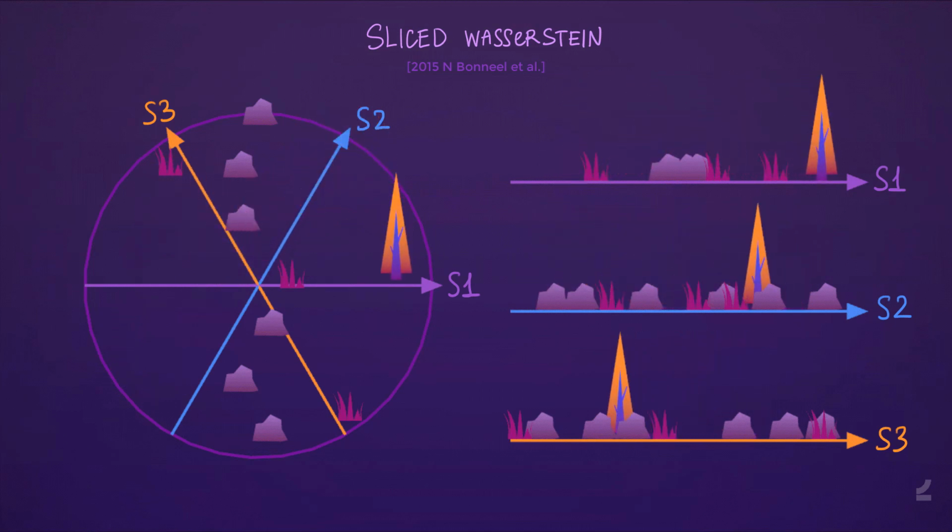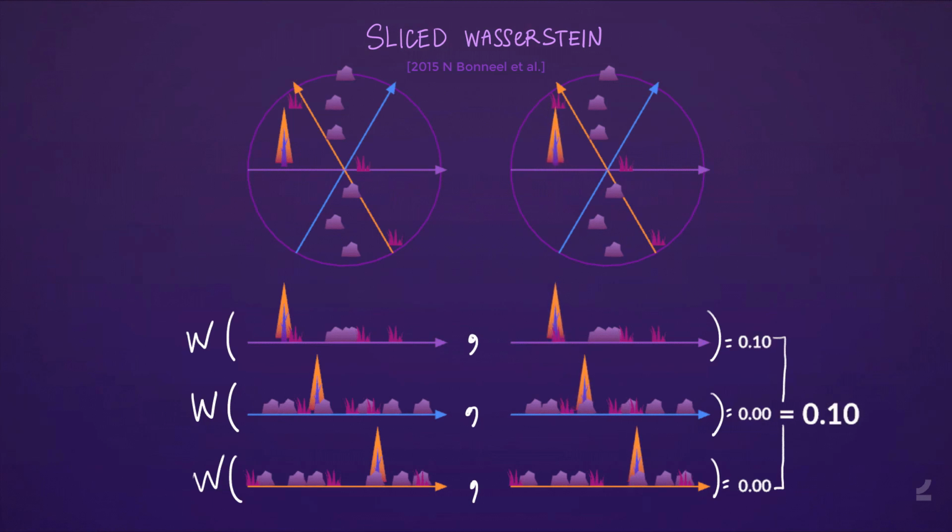And to compare with another neighborhood, we compare each slice with a corresponding slice from another neighborhood. And then we can calculate the nice and easy 1D Wasserstein for each of those pairs of slices. And by summing these Wasserstein distances, we have computed sliced Wasserstein, which is approximately proportional to the true Wasserstein, but that kind of approximation is completely okay for us because we are only interested in relative comparisons anyway, not the true values. And probably the best part about sliced Wasserstein is that it's still fast to compute.